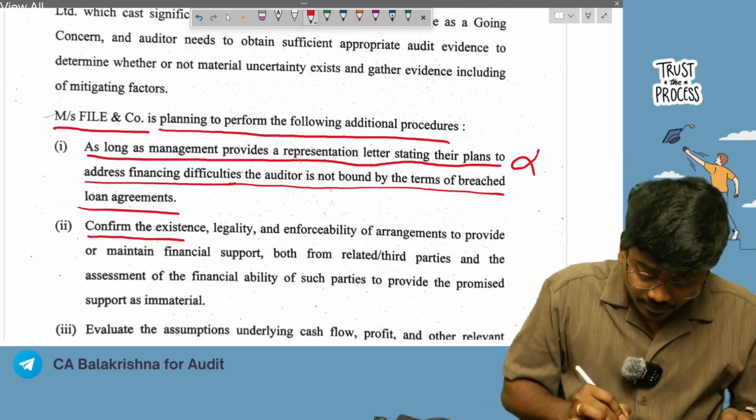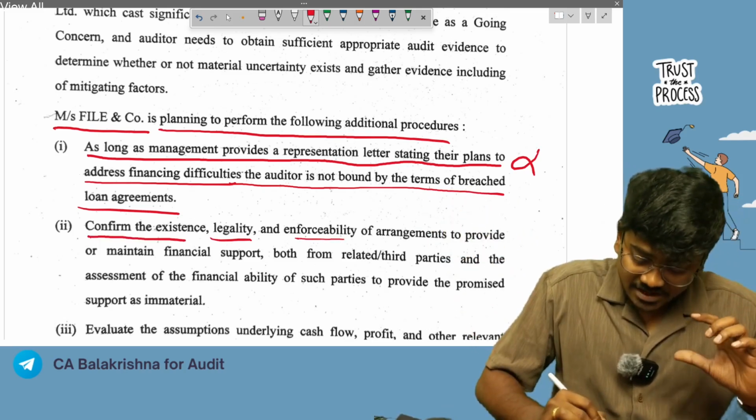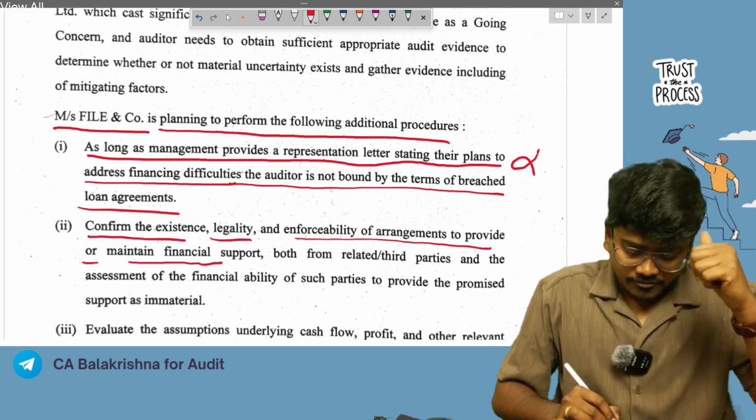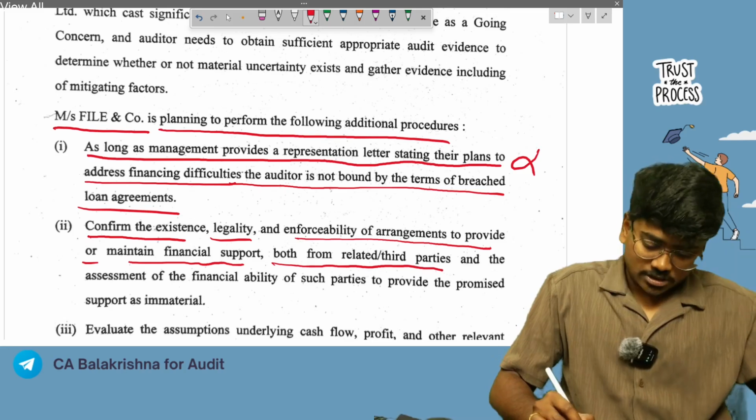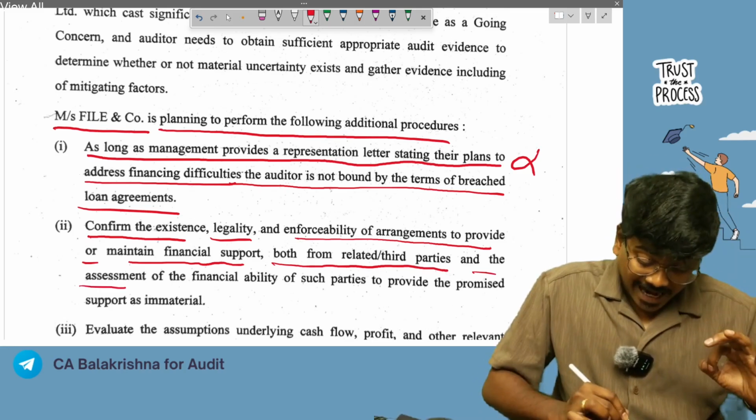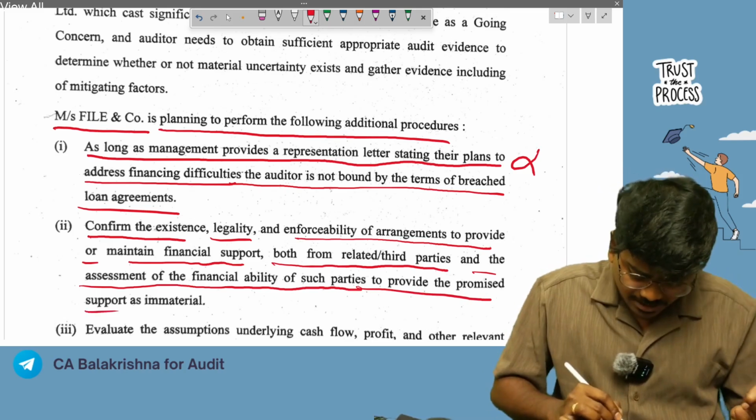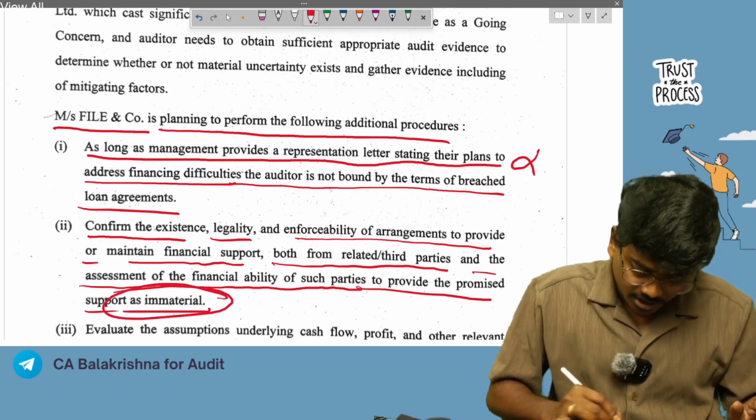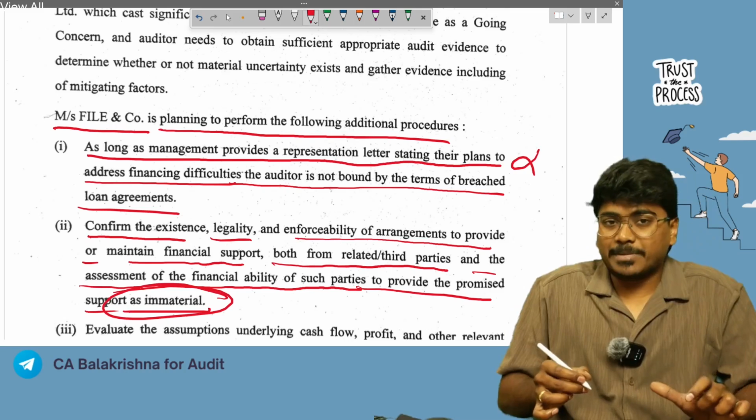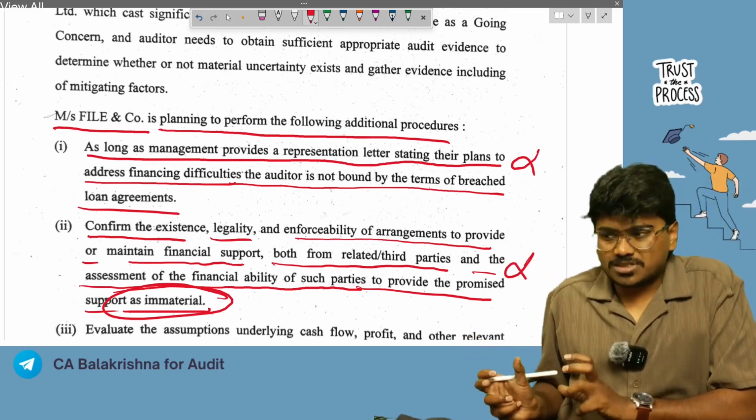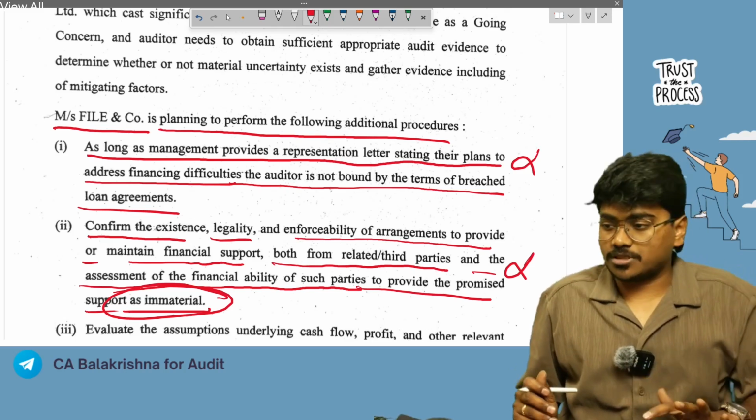Next, confirm the existence, legality, and enforceability of arrangements to provide or maintain financial support from related or third parties, and the assessment of financial ability of such parties to provide the promised support as immaterial. See, they should not have used the term immaterial, so this is also wrong. If that term is not used, then it would have become the correct procedure.